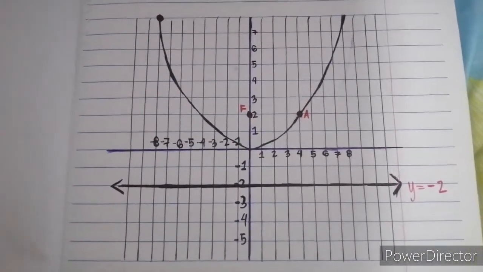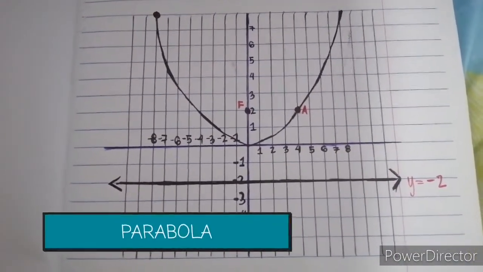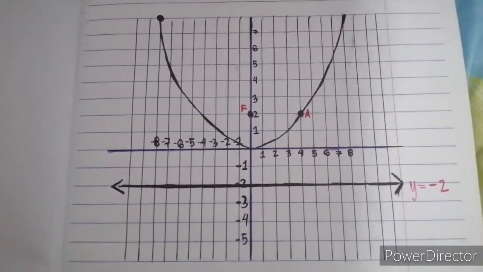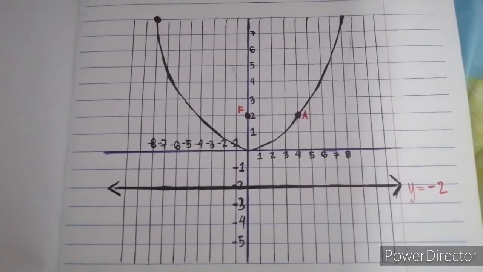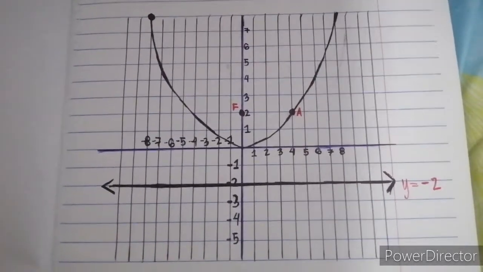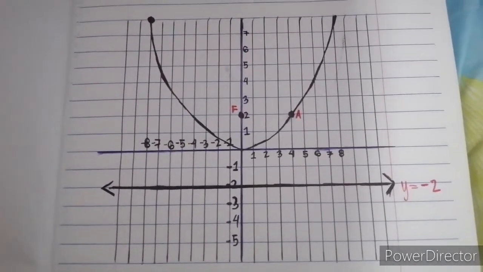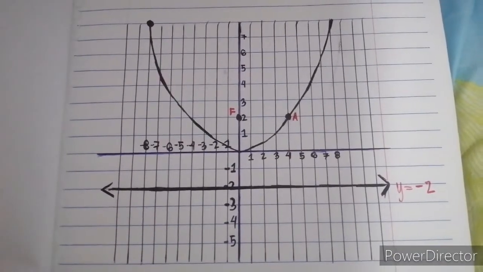Today we are going to talk about parabolas. A parabola, just like a circle, is composed of a set of all points. When combined all together, it will form a curve, just like what you can see in the figure.